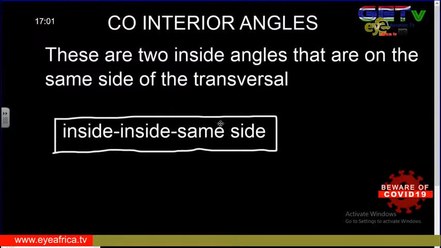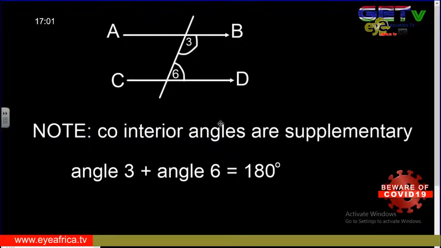Then we move on to co-interior angles. These are two inside angles that are on the same side of the transversal. So you can simply say inside, inside, same side. They are both inside and they are also on the same side. We call them co-interior angles. That is an example we have there.